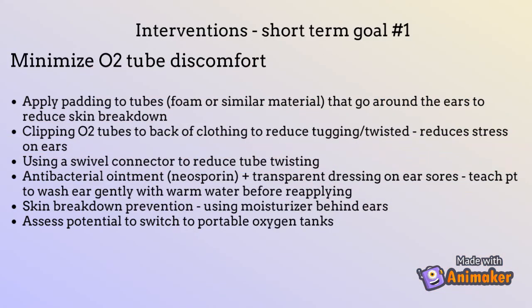Interventions for the short-term goal relate to minimizing O2 tubing discomfort, so we can apply padding to the tubing that goes around the ear to reduce skin breakdown. We can clip the O2 tubes to clothing to reduce tugging or twisting, or add a swivel connector, as well as skin breakdown prevention such as using moisturizer or antibacterial ointment when skin breakdown occurs, and assessing the potential to switch to a portable O2 tank.